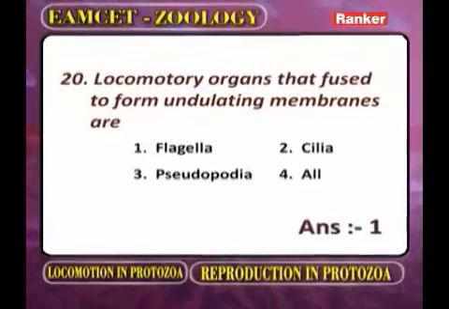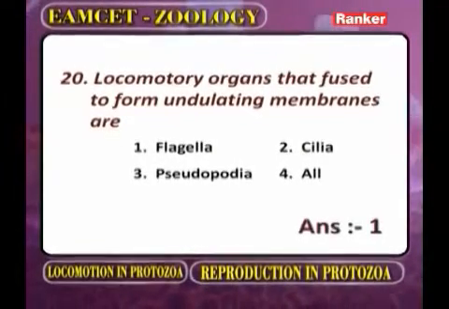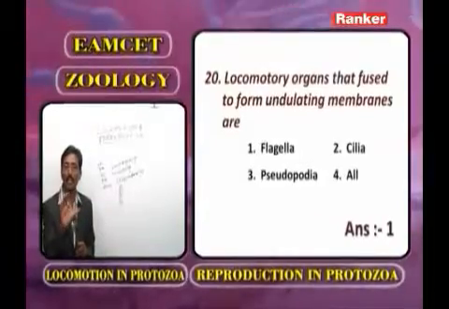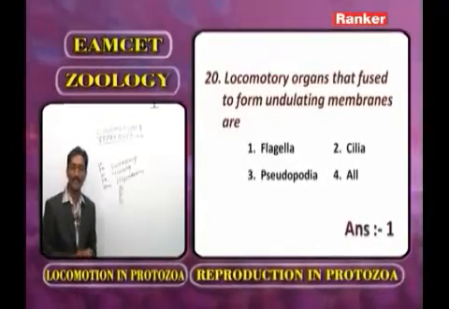The flagellum does not produce compound structures. The pseudopodium does not produce them. Only cilia produce compound structures. One is the undulating membrane. Second is the membranelle. Third is the cirri. Now go to the next question.